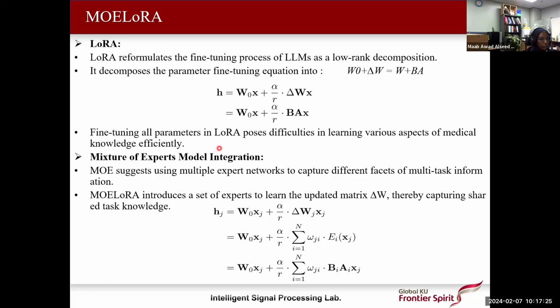So when we try to use mixture of experts with LoRA, instead of using just two matrices, each expert will have its own two low-rank matrices, and for each expert we will define weights, which will be the value of the gate function, to control the contribution of each expert to the whole output.